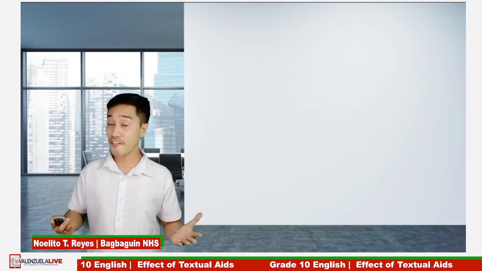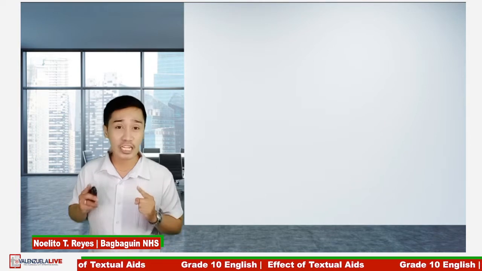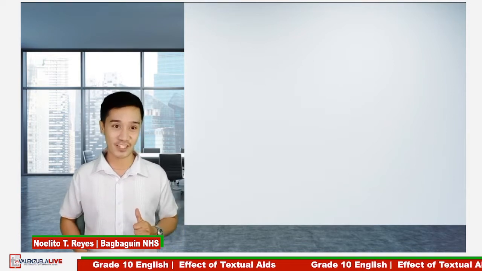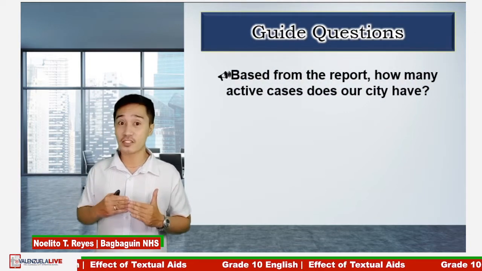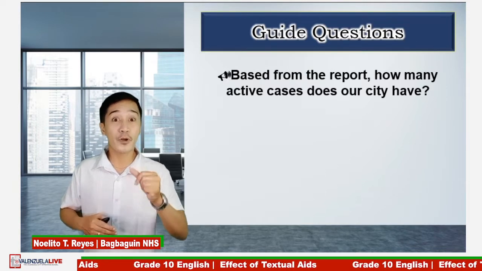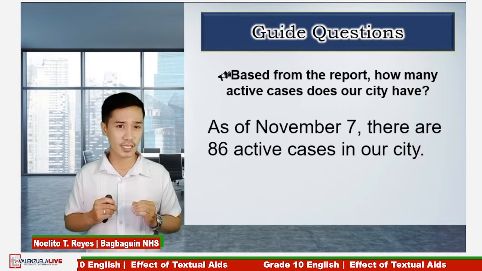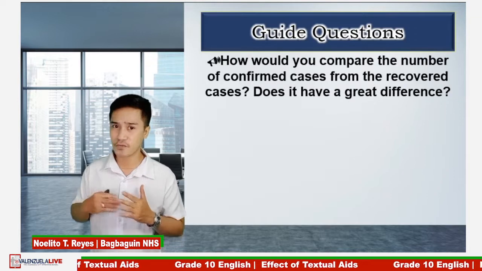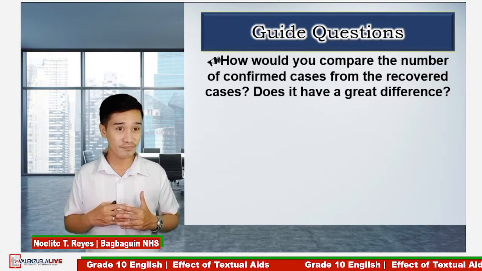There you have it, the latest COVID-19 report of the city. Were you able to take note of the answers to the questions presented a while ago? Let's discuss your answer. Based from the report, how many active cases does our city have? Did you take note of that? Precisely. As of November 7, there are 86 active cases in our city. How would you compare the number of confirmed cases from the recovered cases? Does it have a great difference?